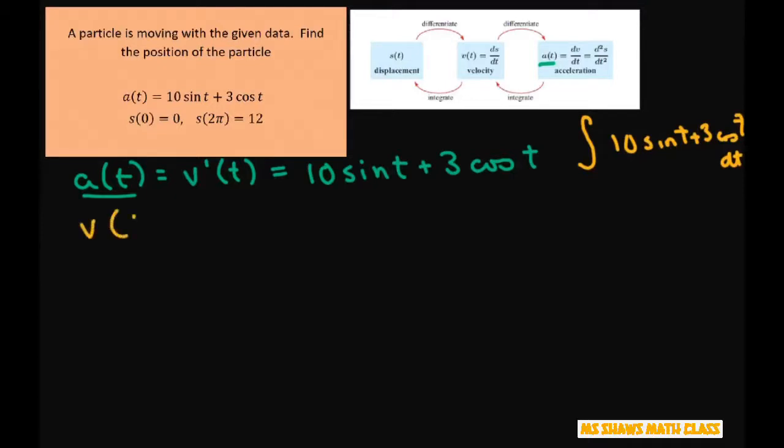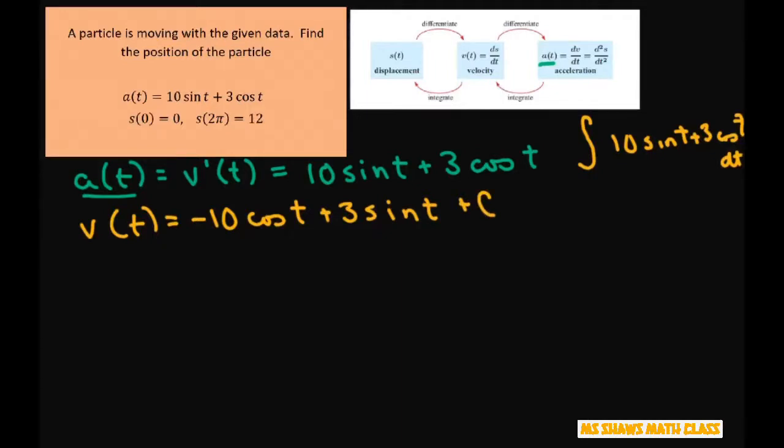The velocity v of t is just going to equal negative 10 cosine of t, since the antiderivative of sine of t is negative cosine of t, plus 3 sine of t, since the antiderivative of cosine is sine of t, and then you have plus c.